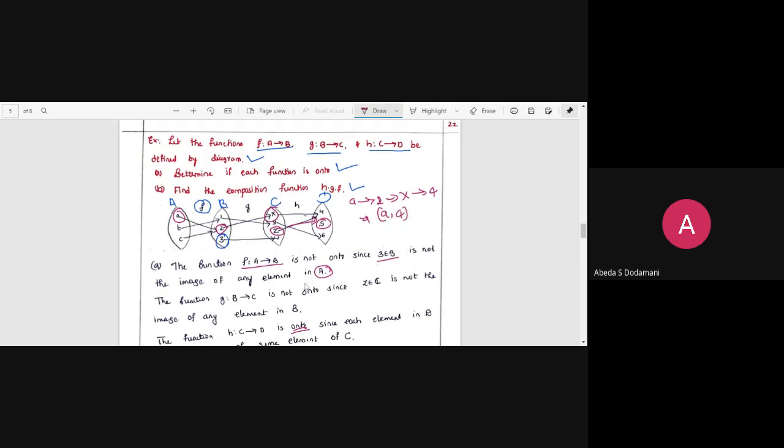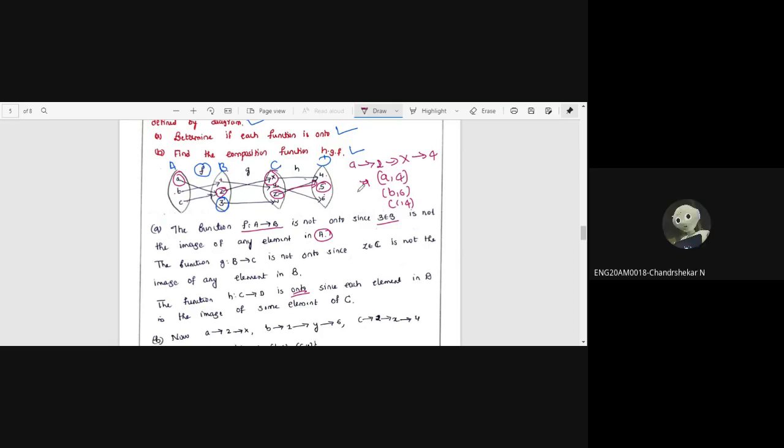This is your relation. Next again, B to 1, 1 to Y, Y to 6. So directly I'll write B to 6. Then C to 2, 2 to X, X to 4. So that is C to 4. Are you following, guys? Okay, so like this you have to have a relation. So here you should have 4. So this is the composition of h dot g dot f.